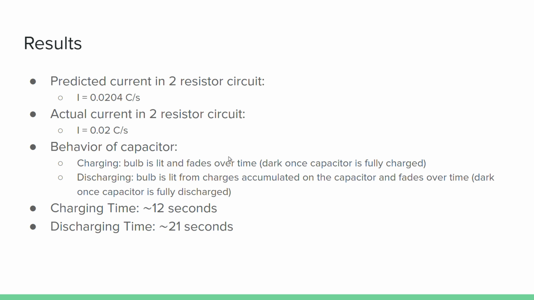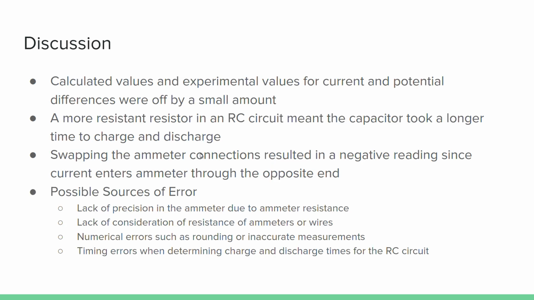When it was charging, the bulb is lit and fades over time, and the bulb is fully dark once the capacitor is fully charged. When the capacitor is discharging, the bulb is lit from the charges accumulated on the capacitor, and it fades over time once the capacitor is fully discharged. The charging time was around 12 seconds, and the discharging time was around 21 seconds.